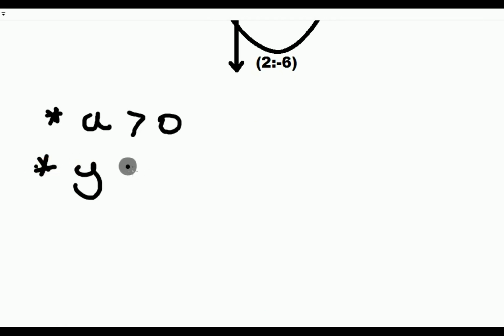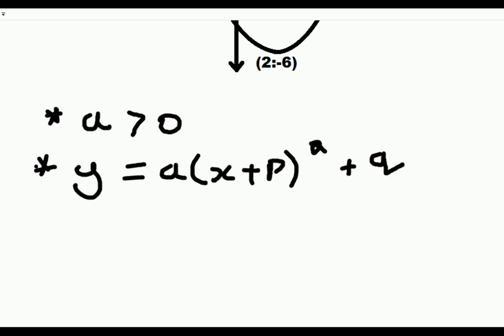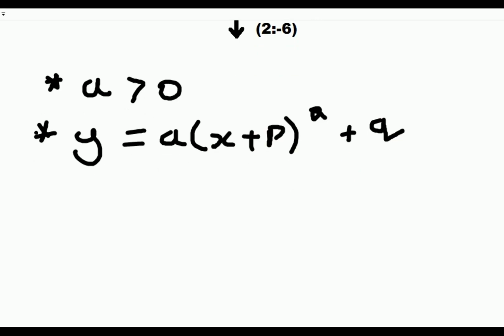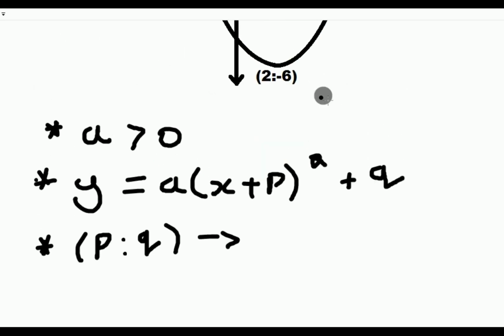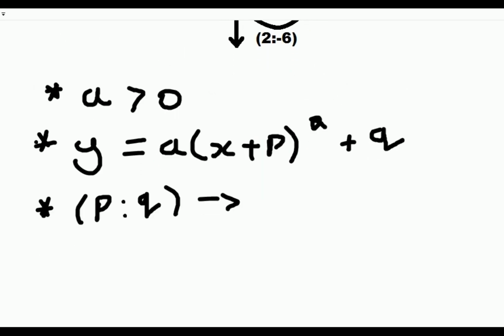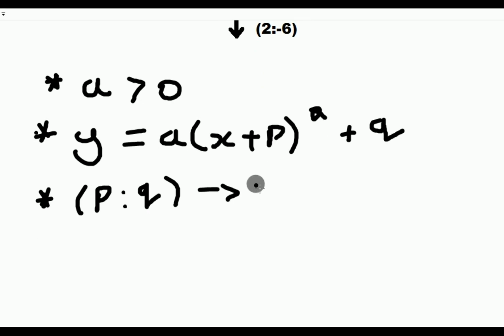That's the formula that we are going to use to find the equation. The formula is y is equal to a open brackets x plus p all squared plus q. One thing that you should also know is that our p and q, in coordinate form, are the coordinates of the turning point, so it's 2 and minus 6.